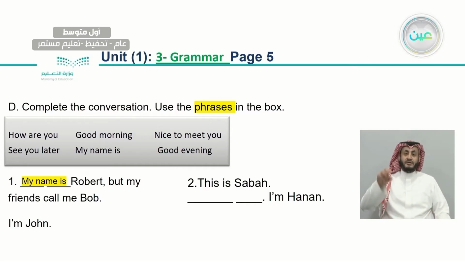My name is Robert. So Robert is introducing himself to others. That's why he said, my name is Robert, but my friends call me Bob. And the other person replied, I am John. Number 2, this is Sabah, space, I am Haneen.